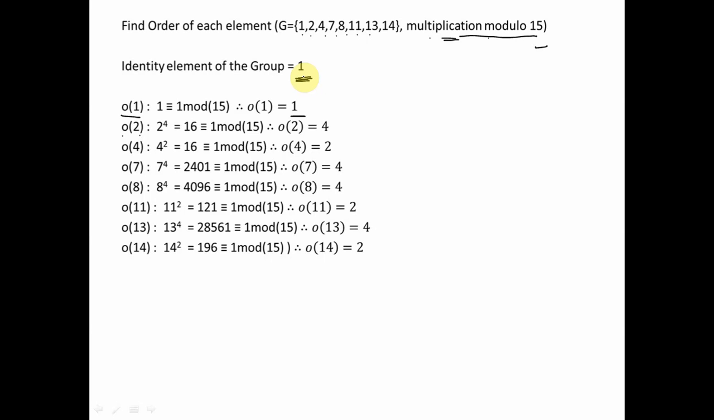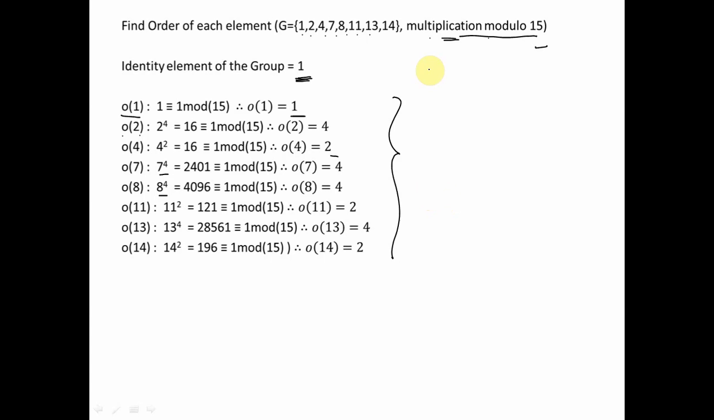Similarly, the order of 4 will be 2. 4 squared is 16, so 16 divided by 15 gives 1. So the order of 4 is 2. Order of 7 is 4. Order of 8 is 4 and so on. So these are the orders of the elements.